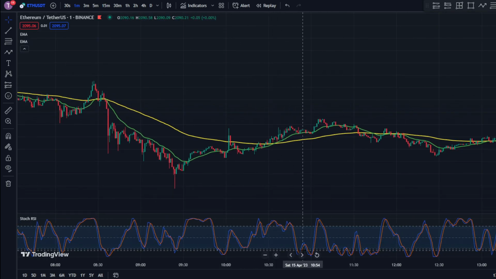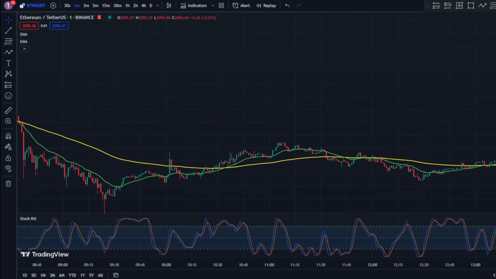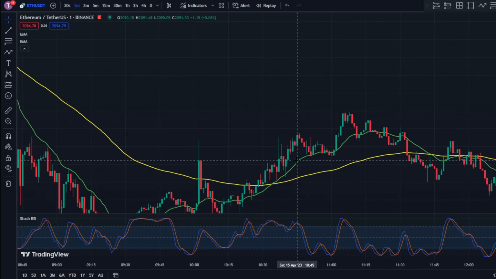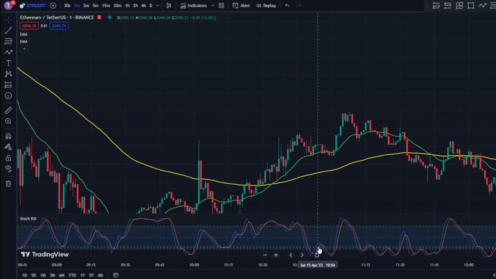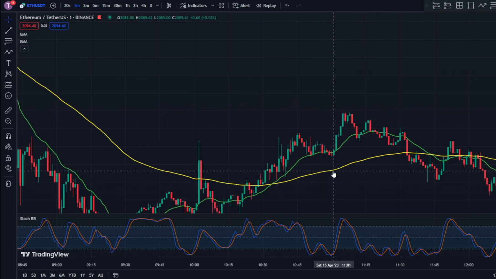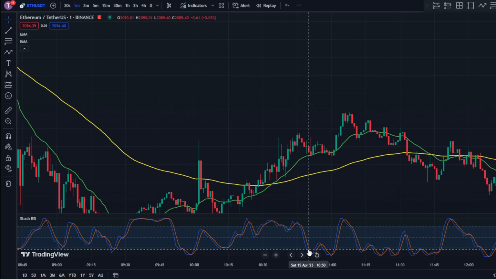Next up, you want to look at the stochastic RSI. So for you to go long, when the green EMA is above the yellow EMA, you want to wait for a crossover of the blue line above the orange line. So you can see here we have the crossover of the blue line above the orange line, and that crossover must happen below the 20 value area. So basically, when that crossover happens, it must be in this area where the zone is not shaded.